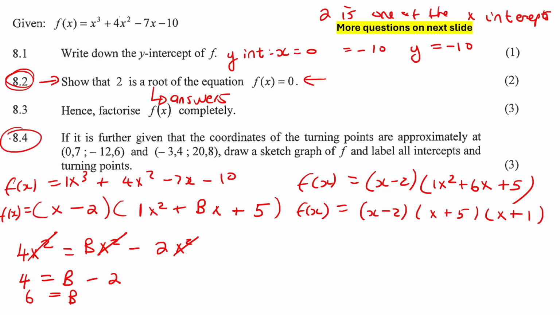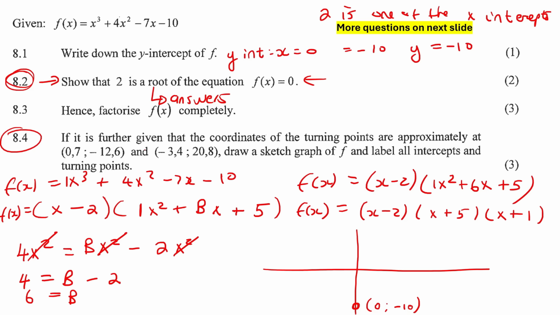This question says, if it is further given that the turning points are there and there, draw a sketch graph labeling all intercepts and turning points. Very easy. That's why it's only worth 3 marks, because we already know the y-intercept is at minus 10. So we can just say 0 and minus 10. Remember that these graphs don't have to be according to scale.